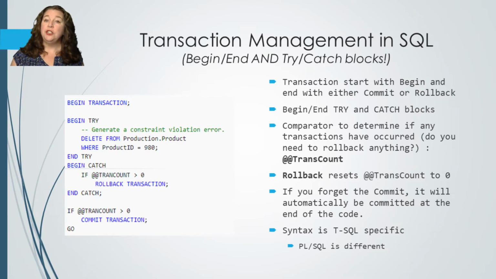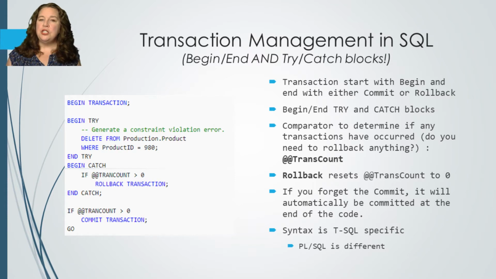You can begin and end your try and catch blocks just the way you would in code, and then use the comparator of the tran count to determine if you need to roll it back and if you need to commit it. By the way, if you forget to commit, which I really recommend not doing, when you get to the end of the SQL file and everything has been executed, it will automatically commit. It commits at the end anyway, the same way if I ran 5 SQL statements without saying begin and end commit, it'll commit at the end of that.